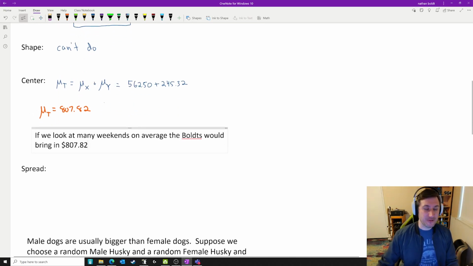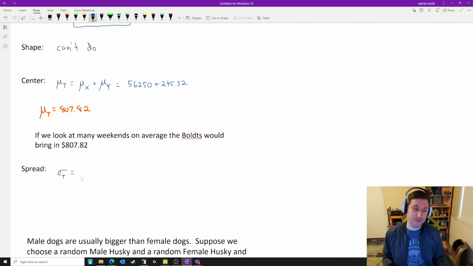All right, now the spread unfortunately is a bit tricky. If we want to find the standard deviation of t, you are not allowed to add the standard deviations. It would be nice if you could, but that's simply not how the math works out. And so we cannot add the two standard deviations. The equation to do it is this.